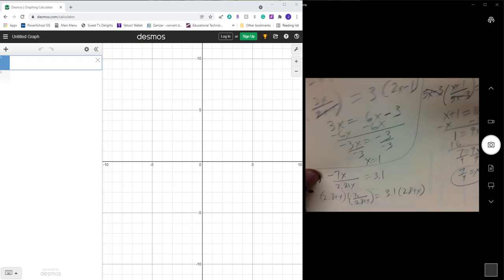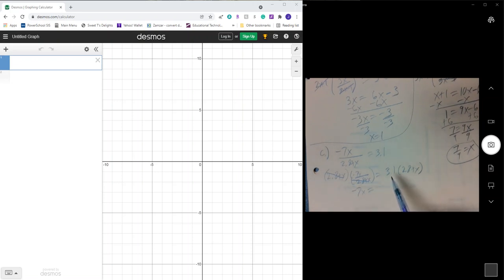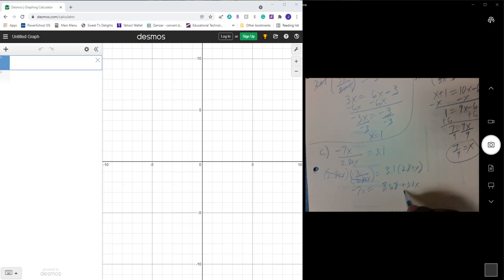Okay. So now, this 2.8 plus x will simplify out. You have negative 7x. And you could take 3.1 times 2.8, which is 8.68, and 3.1 times x, which will give us 3.1x. Okay, now we can subtract 3.1x on both sides. So that'll give us negative 10.1x equals 8.68. Now I ran out of space here, so I'm going to have to finish this up over here. So we had negative 10.1x is equal to 8.68.